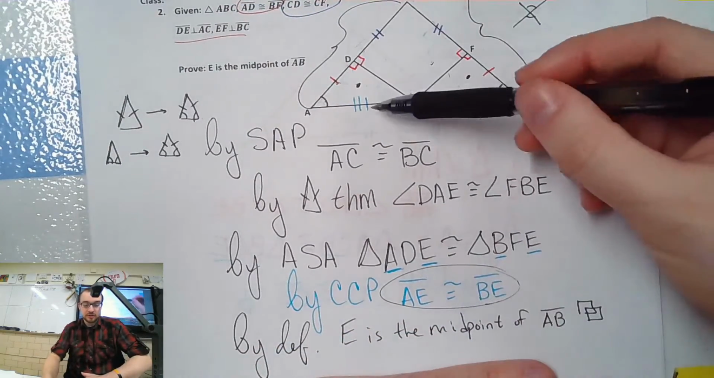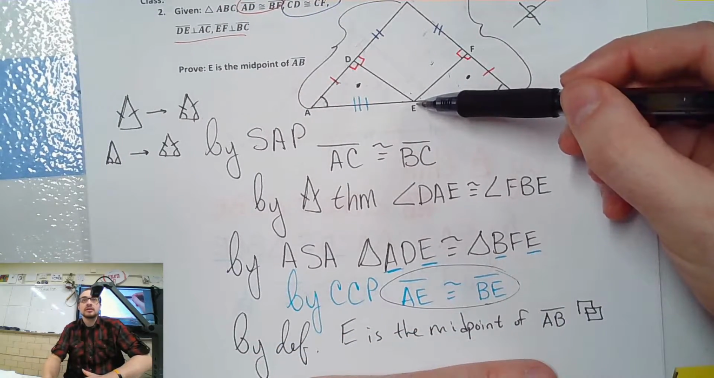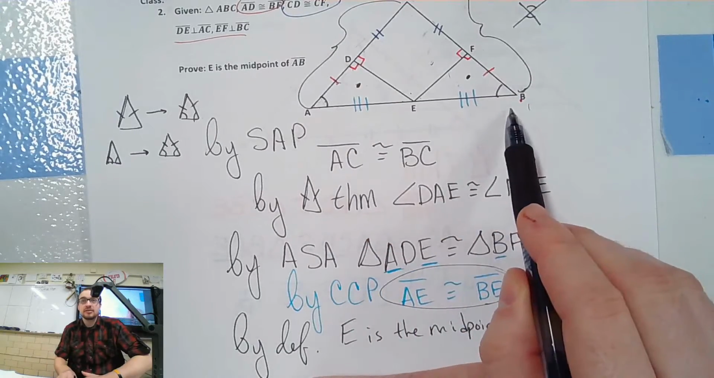All right, and then from here to here. If those two are congruent, then E is a midpoint, right? Because it cuts AB in half.